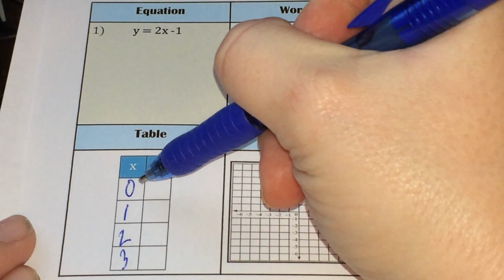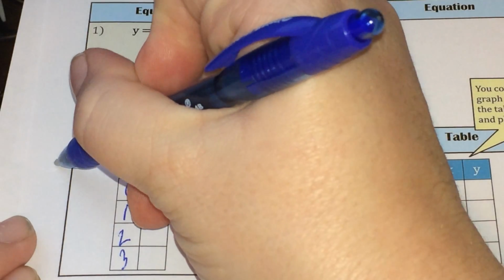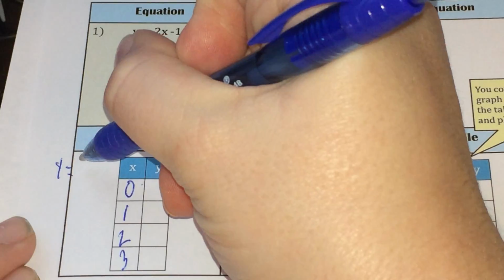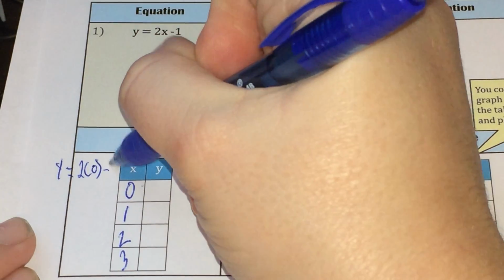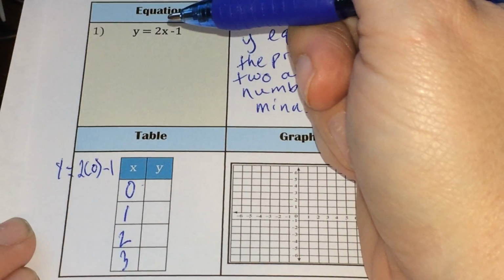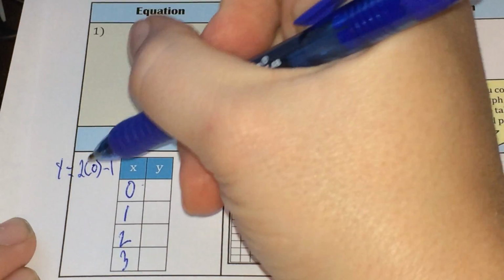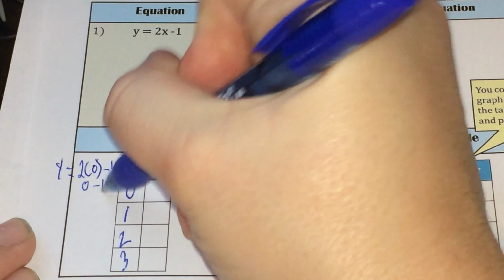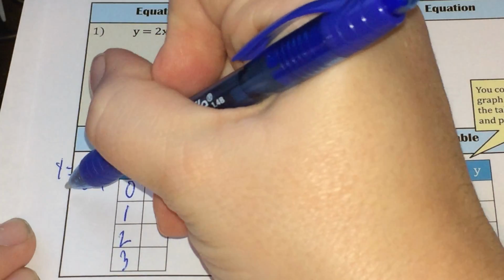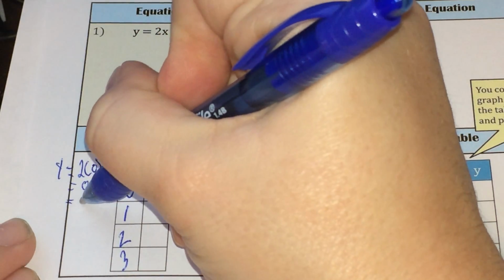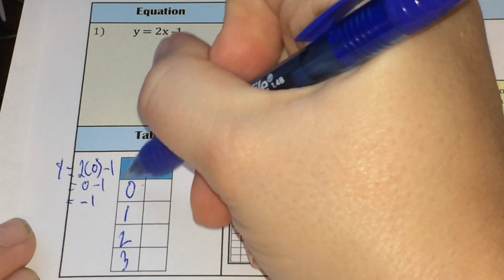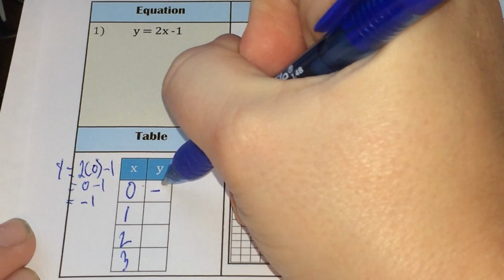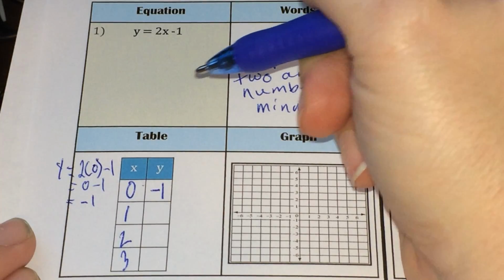We're going to go ahead and plug in 0 first to our equation. Y equals 2 times 0 minus 1. Where the x goes, we're going to put 0. 2 times 0 is 0. 0 minus 1 is negative 1. So when we plug in 0 for x, we get negative 1 for y.